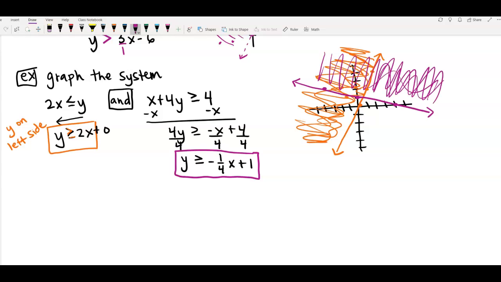But then my solution is actually the parts that overlap each other, right? So the parts that are overlapped, I'll just kind of shade here in green so you can see it's just this part in here. That part is my solution.